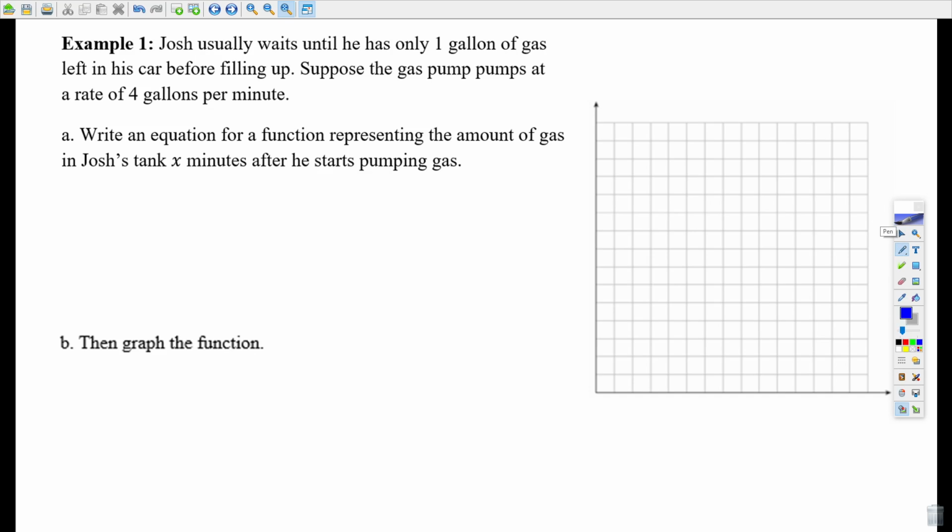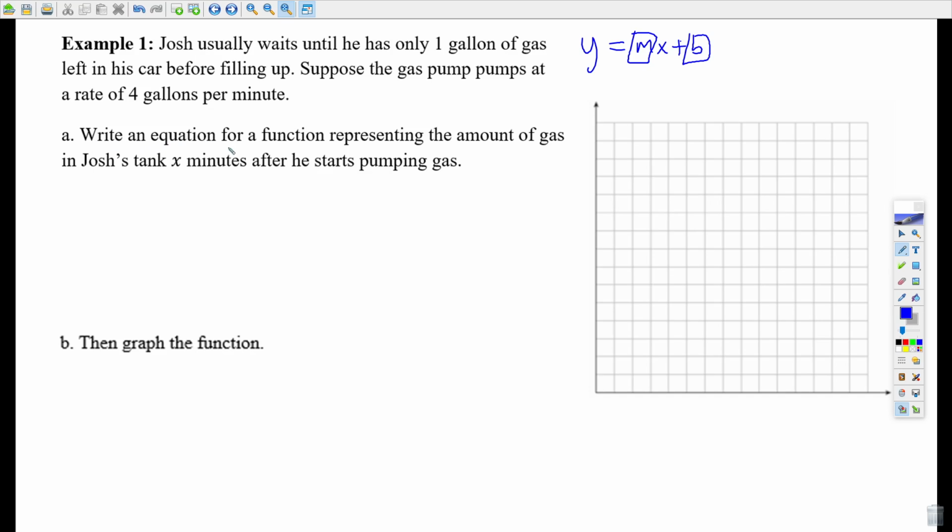All right, let's try an example. For these ones, we're going to do some word problems where we have to come up with our own equations in that form, the y equals mx plus b. I'm sure you've created equations like this before. So let's see how to do it. Example 1, Josh usually waits until he has only 1 gallon of gas left in his car before filling up. Suppose the gas pump pumps at a rate of 4 gallons per minute. We're going to try to identify these numbers, m, the slope, and b. So let's see if we can figure that out.